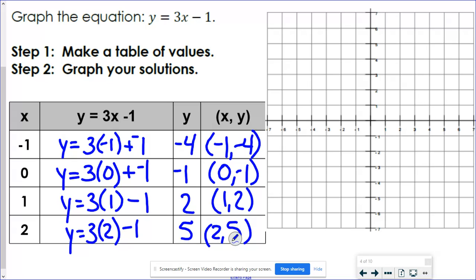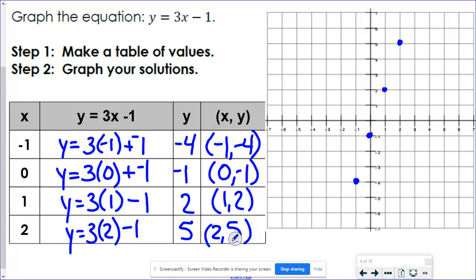Again, the x's are in a pattern. You should be able to see that the y's are also in a pattern. It's increasing by 3 every single time, -4 to -1 to 2 to 5. So -1, left 1 and down 4, 0, -1, 1, positive 2, and then 2, positive 5.